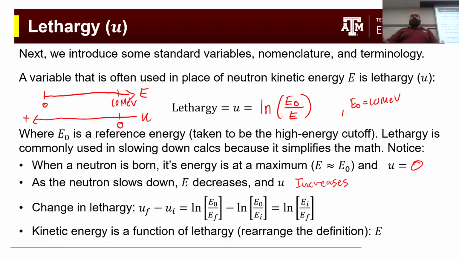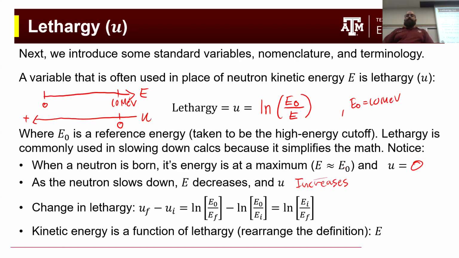And if this is the formula for lethargy, then we can talk about the change in lethargy. So U final minus U initial would be the change in lethargy. And this E just corresponds to the energy. There's a one-to-one ratio between lethargy and energy. So at any energy E, I have a corresponding lethargy U. And so I would have an E final for the first term, and an E initial for the second term. And then because of properties of logs, I can rewrite this as just the ln of E initial over E final.